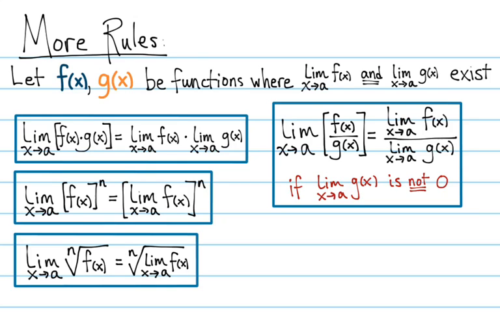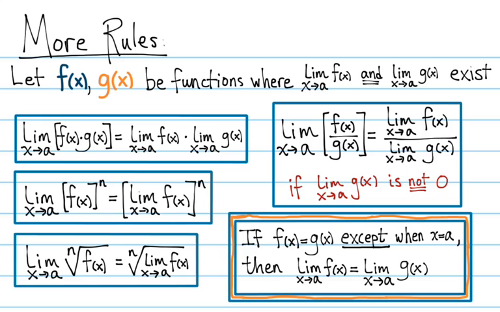Here's a big one, and this big one comes with a qualifier. The limit of a fraction of two functions is the fraction of the limits only when the bottom limit isn't 0. And that's important. It's important that the bottom limit isn't 0 because it won't make sense as a limit. But we're going to see what we can do sometimes when the bottom is 0.